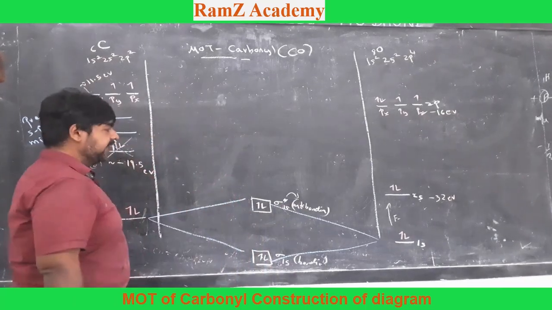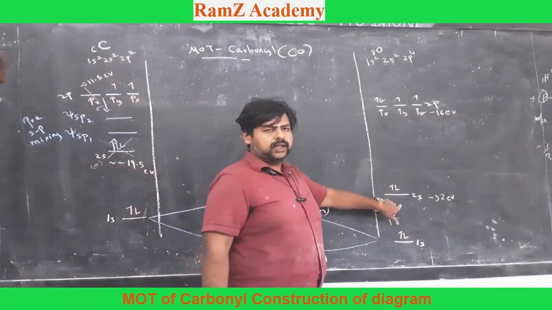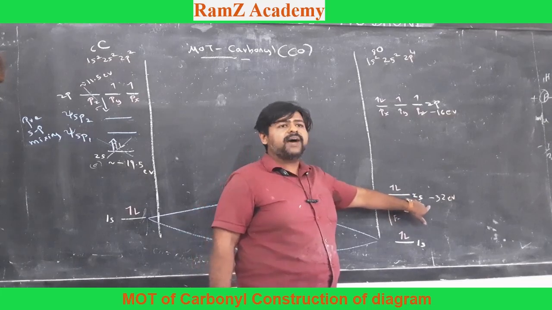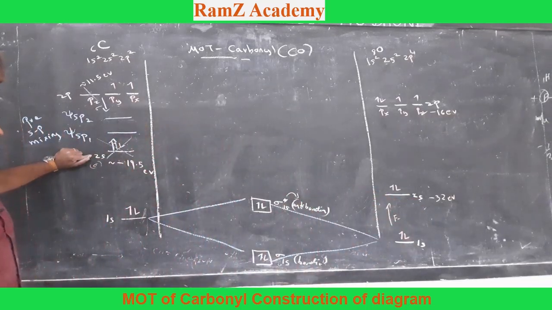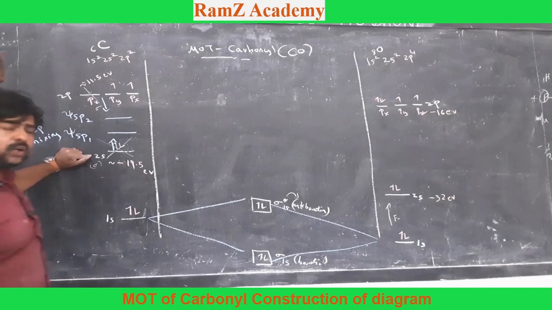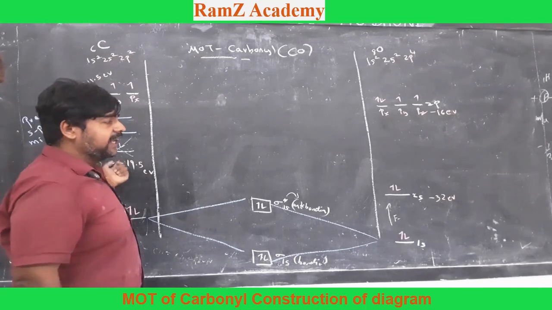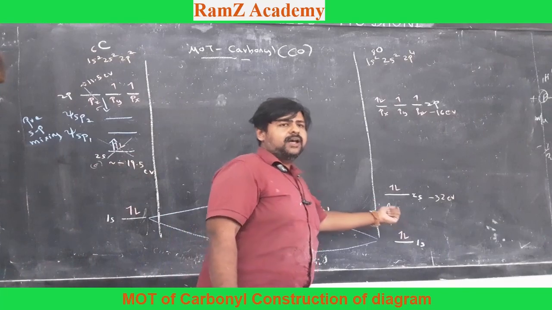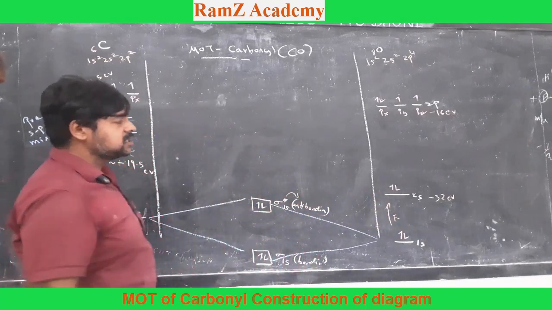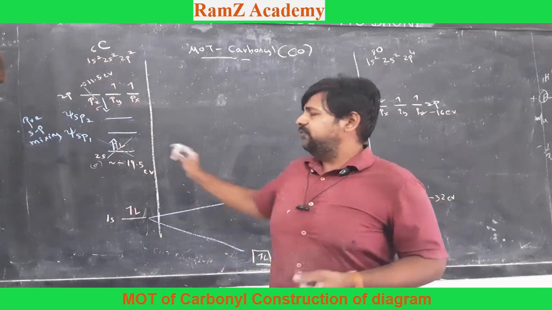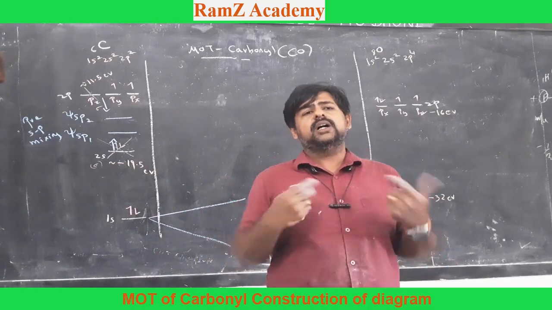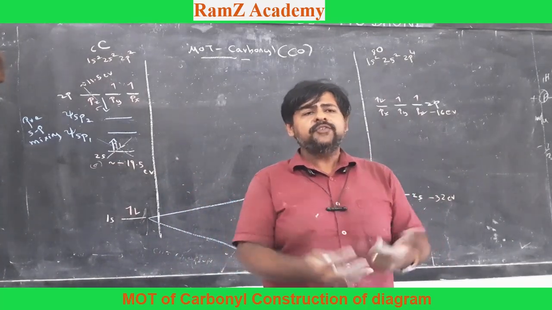Now what do you do? The next one, if you see, 2s is here. The energy of 2s here is around minus 32 electron volt, whereas here this 2s is at minus 19 to 19.5 electron volt. That means the energy gap between this 2s and the 2s of your carbon is quite huge. That means these waves don't have much probability or likelihood to interfere with each other.